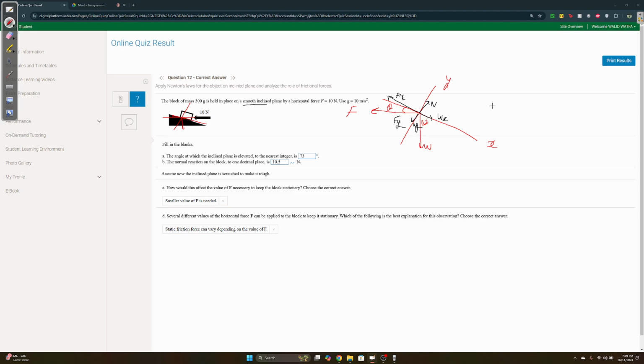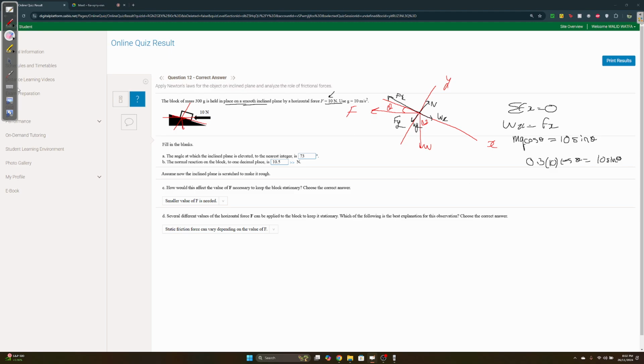There's no friction. Since it's at rest, held in place, sigma Fx is equal to 0, right? So Wx is equal to Fx. Wx is mg cosine theta. Fx is 10 sin theta. Why 10 sin theta? Because they told us the force is 10. So 0.3 times g, which is 10, times cosine theta is equal to 10 sine theta. And you want to find what theta is equal to.